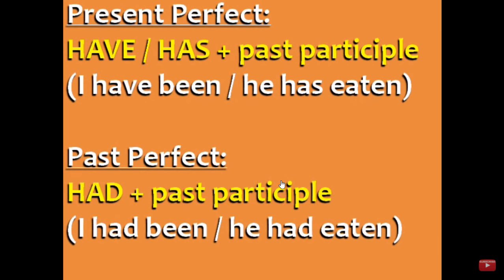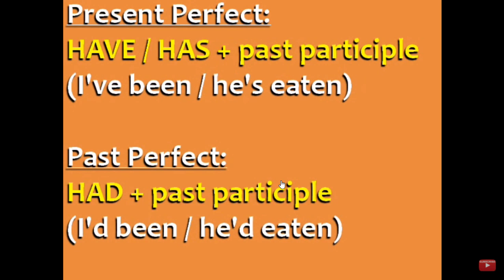You can form the present perfect with have or has plus the past participle. I have been. He has eaten. Form the past perfect with had plus the past participle. I had been. He had eaten.